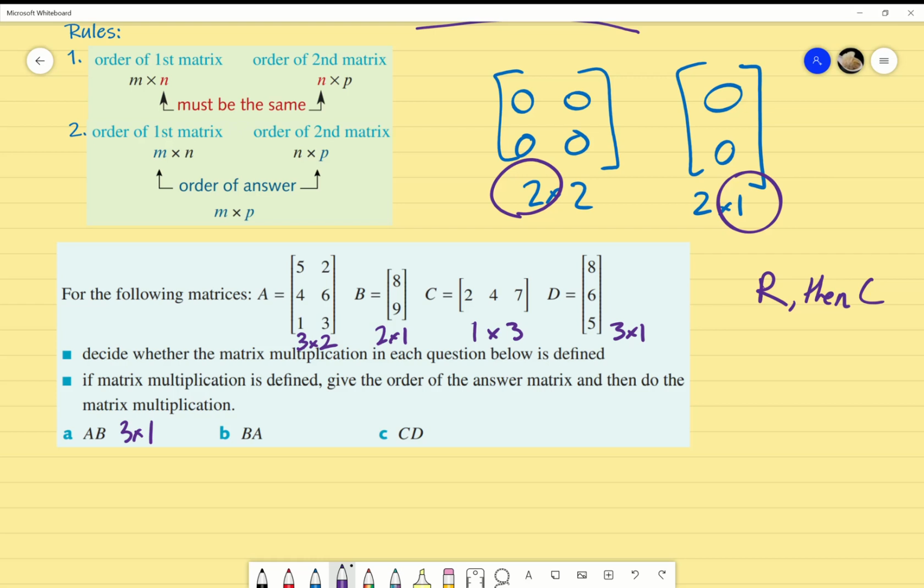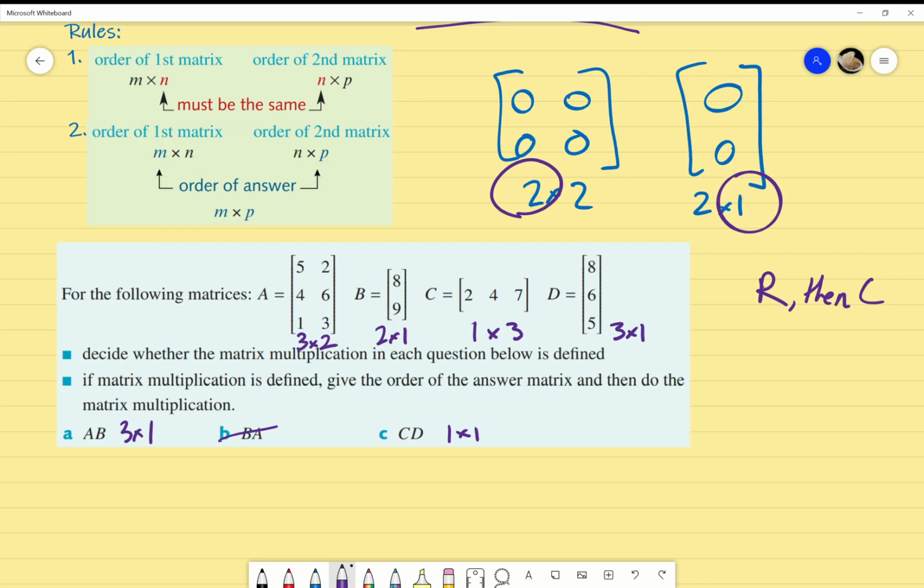No, why not? So I would go BA, so B, and then A is on this side. Are the numbers on the inside the same? No, therefore it does not exist, or is undefined. What about CD? Yes, CD does exist because I've got 3's on the inside and I've got 1's on the outside, and therefore my final matrix answer should be 1 by 1. Does DC exist? Yes. Okay, good.